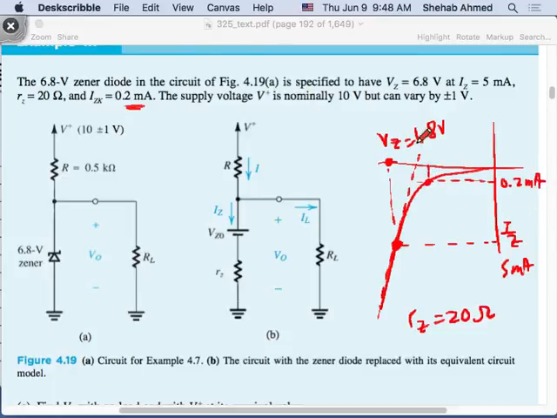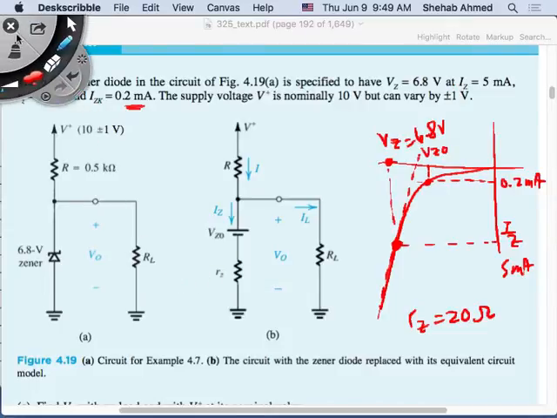So this is VZ0 here, and this is VZK. We don't care about that. Okay, so the supply voltage is normally 10 and then can vary plus minus 1 volt. This is the same as before. And they're asking you to, I guess, look at what are they asking us for?